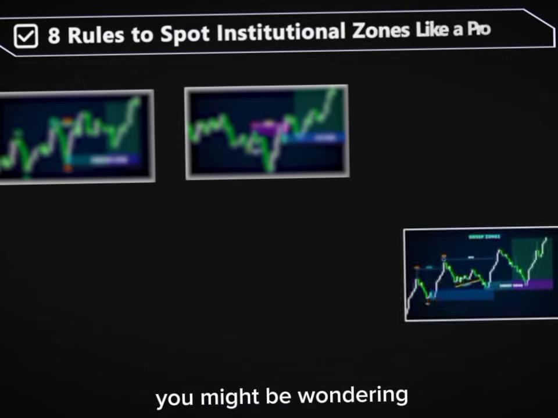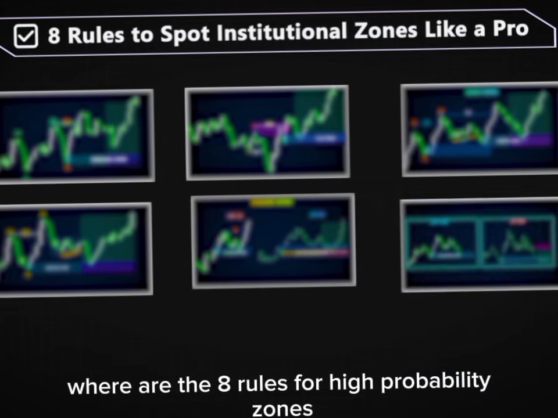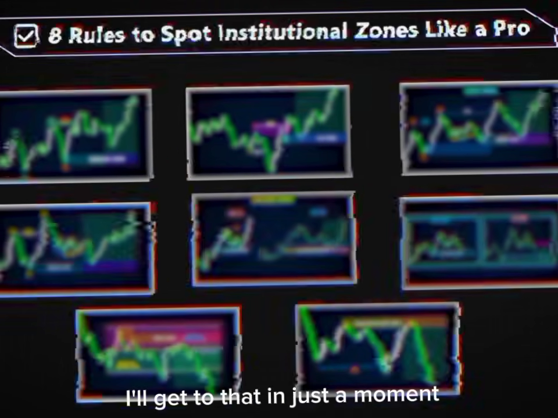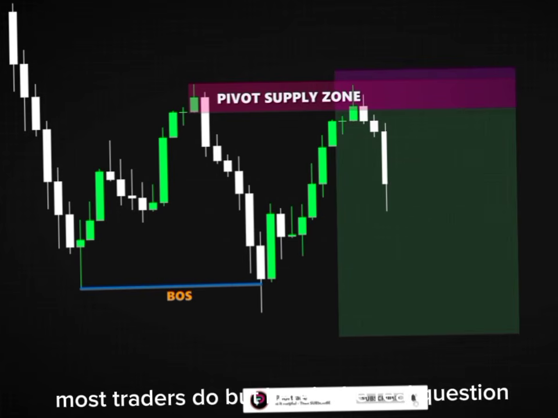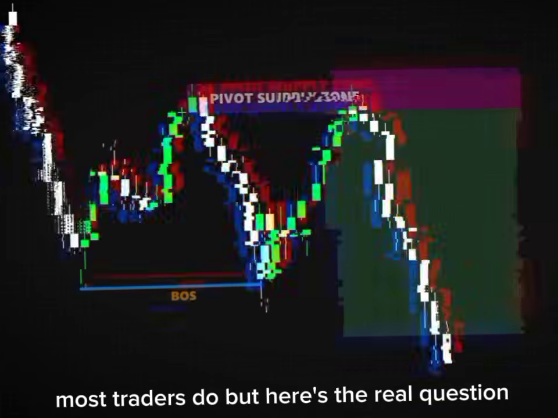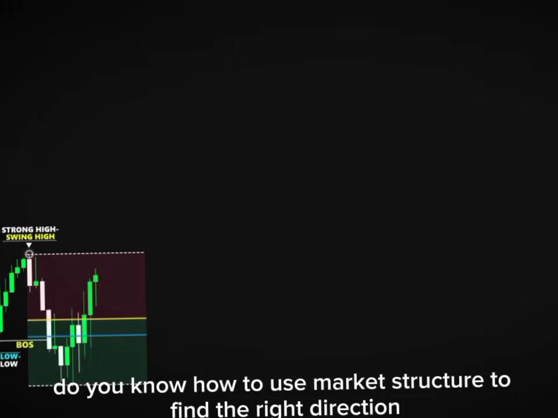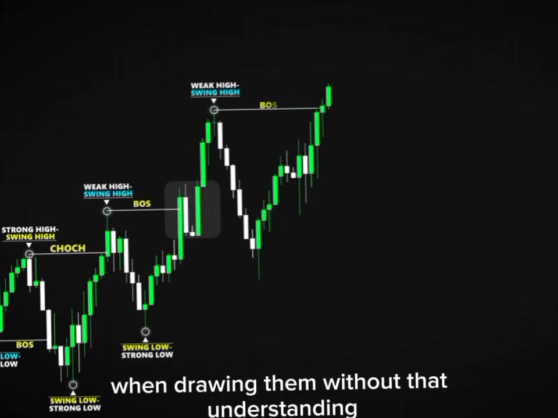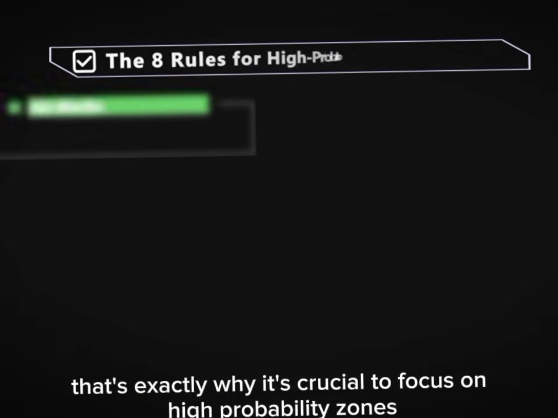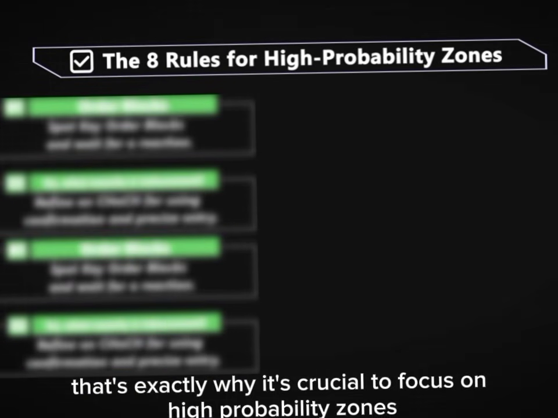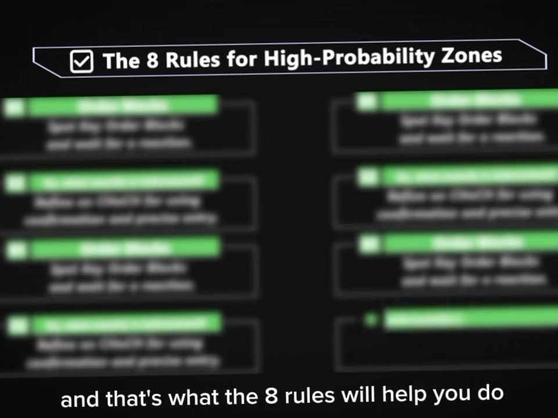You might be wondering, where are the 8 rules for high probability zones? I'll get to that in just a moment, but first, let me ask you this. You know how to draw zones, right? Most traders do, but here's the real question. Do you know how to use market structure to find the right direction when drawing them? Without that understanding, you're setting yourself up for unprofitable trades. That's exactly why it's crucial to focus on high probability zones. And that's what the 8 rules will help you do.